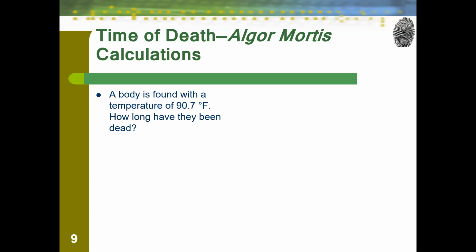So you're told a body is found with a temperature of 90.7 degrees Fahrenheit, and you are asked how long has it been dead. So you take the average human body temperature, 98.6 degrees, and you subtract the body temperature that they currently are, 90.7. And you get that you have 7.9 degrees lost.